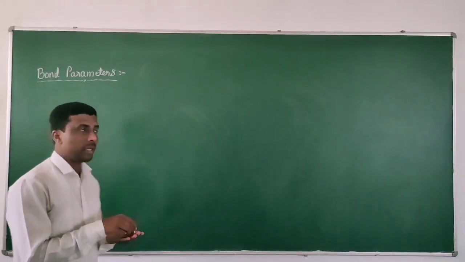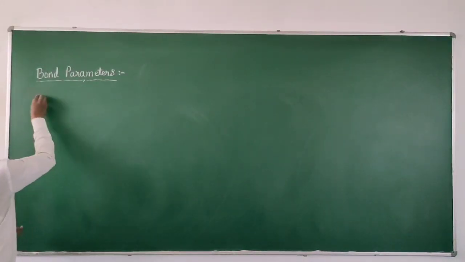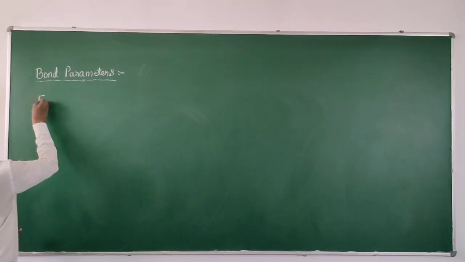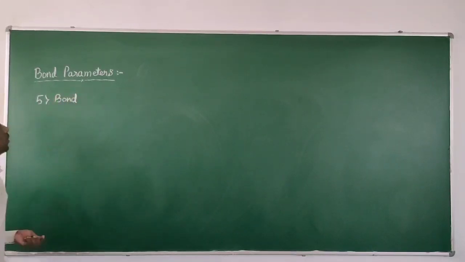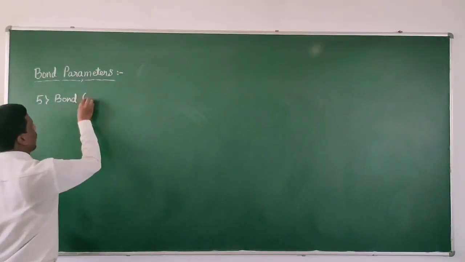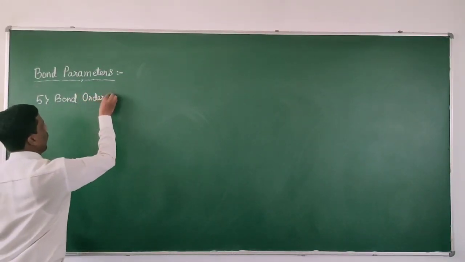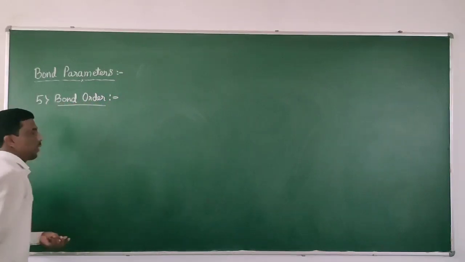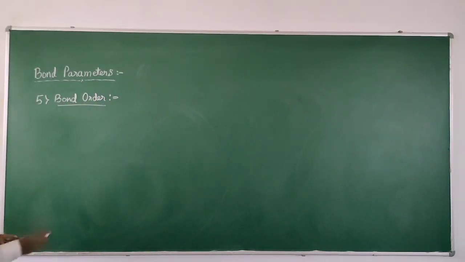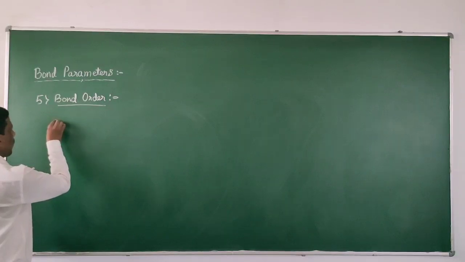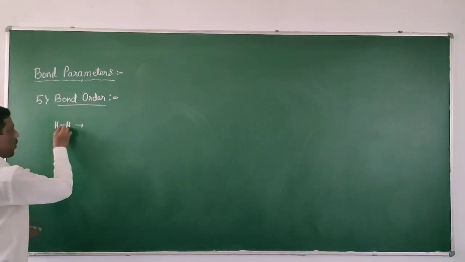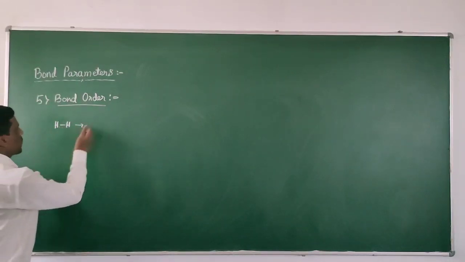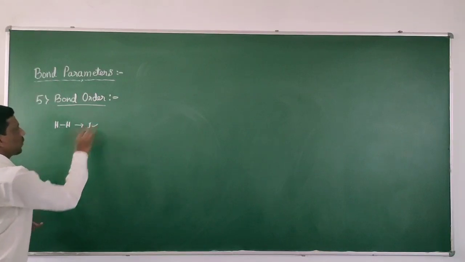Okay students, the next concept in bond parameters, the fifth one, is the bond order. Okay, what is bond order? It is very simple. In a hydrogen molecule, the number of bonds between two hydrogen atoms is 1, so the bond order is 1.